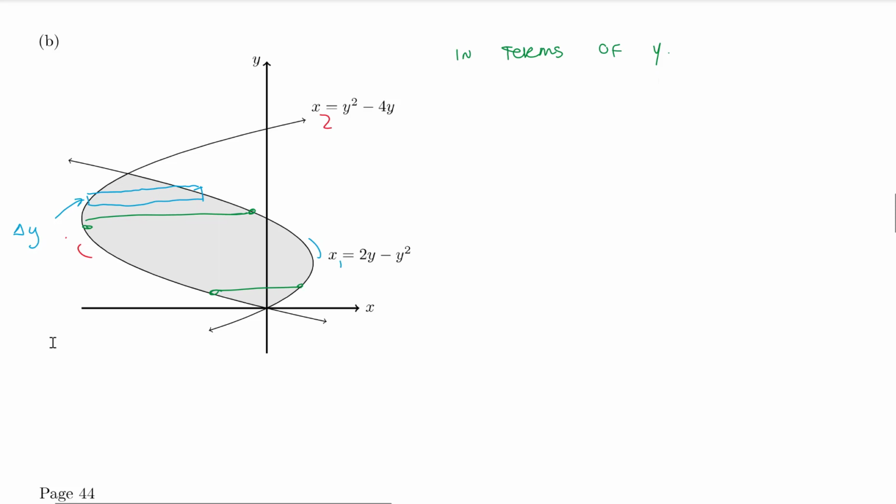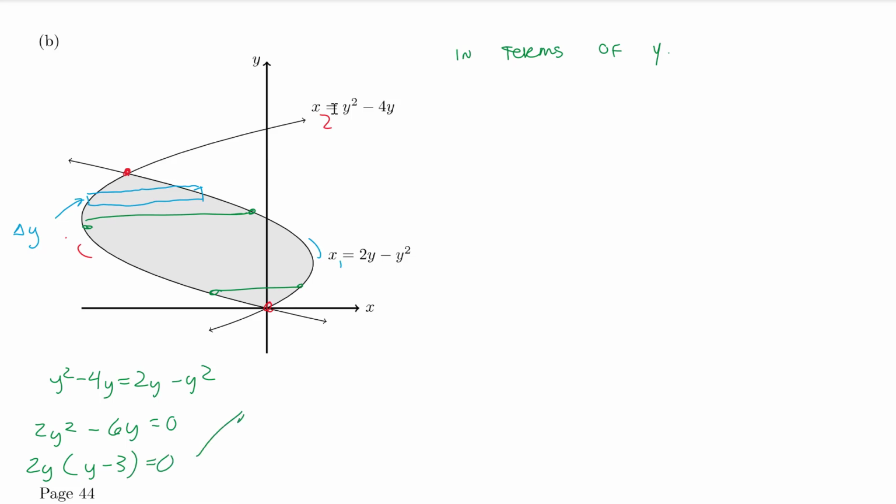So our functions are already in the right format. They're already x equals equations. All we're going to need to find are the intersection points in order to figure out what our integration bounds are. We're going to do that by setting y squared minus 4y equal to 2y minus y squared. So we get that 2y squared minus 6y is equal to 0. We can go ahead and undistribute a 2y right there to get y minus 3. And that gives us that our intersection points are at y equals 0 and y equals 3.